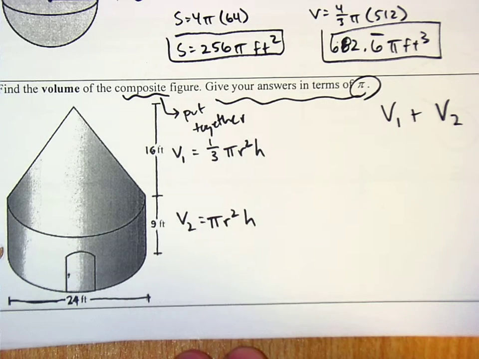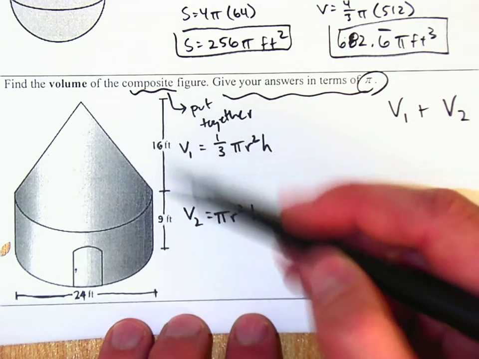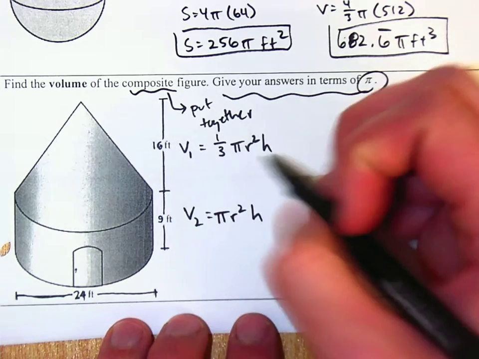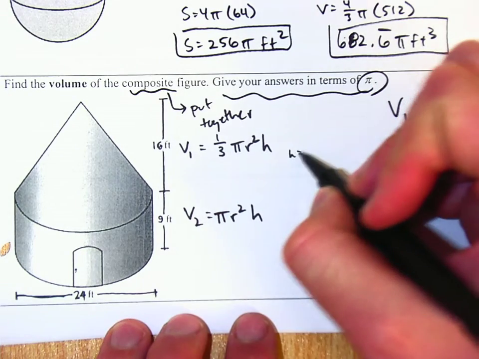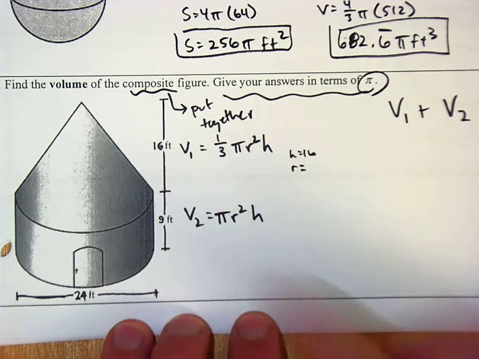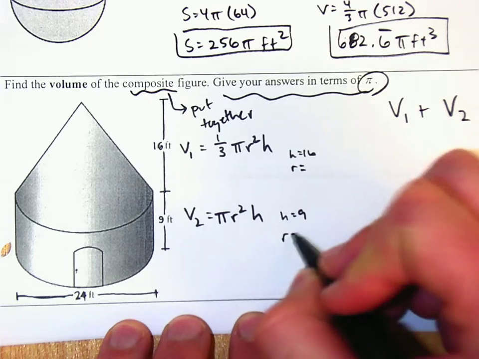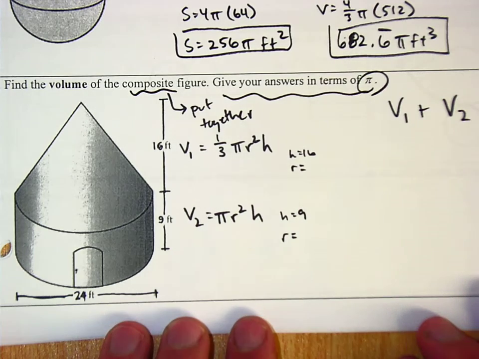Now we just need to find r and h for both of these things. So it looks like h for the cone, the straight up and down height, is 16. So h is 16. But we don't know what r is. Down here on the cylinder, it looks like the h is 9. That's fine, but again, we don't know what r is.